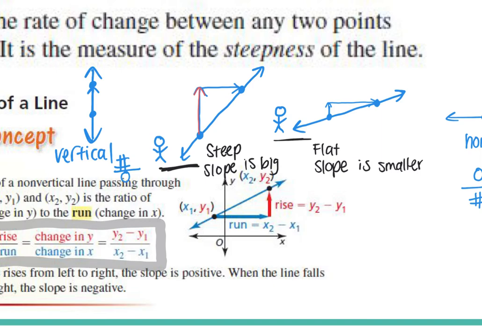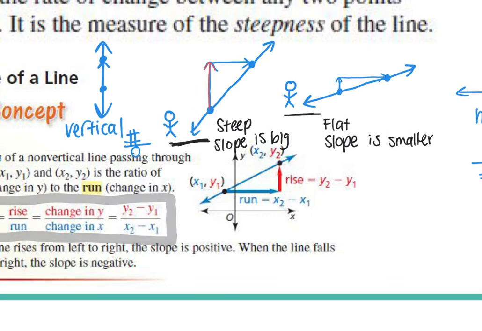What is any number divided by 0? Gabby? 0. It's not 0. Brady? 5. We don't know. Correct. It is called undefined, right? So the vertical line has an undefined slope.